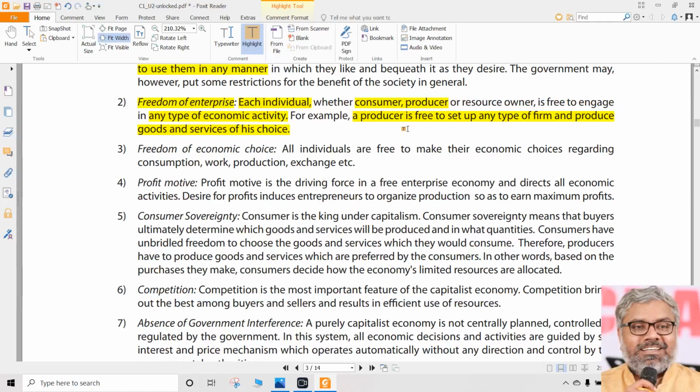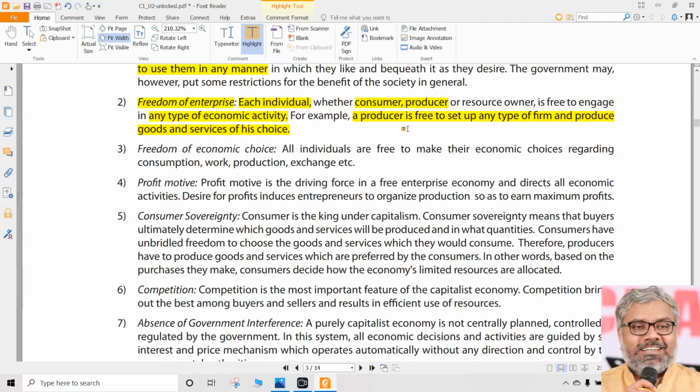Ideally, in a free market society, freedom of enterprise will be given to the individuals, consumers also and producers also. They choose what they want to do. Whatever they want to do, they can do. Whatever does not mean illegal. Within the purview of law, within the framework of legal things, definitely they are free to set up any type of firm. For example, all of you have chosen to become chartered accountants or chosen to join the course of chartered accountancy. That you have chosen, government did not ask you to choose.